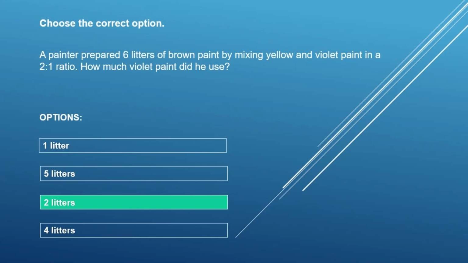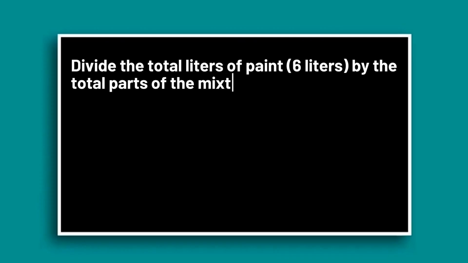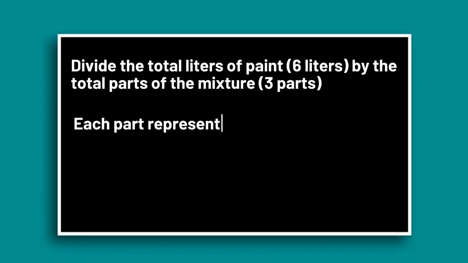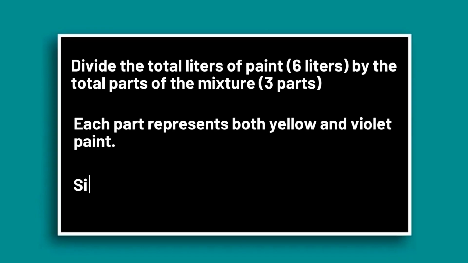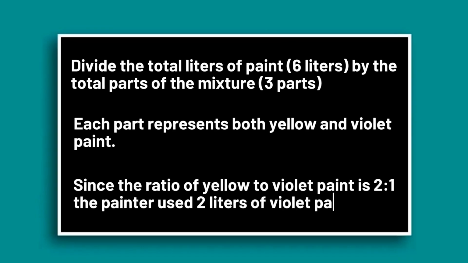In order to find out how much violet paint the painter used, divide the total liters of paint, which in this case is 6, by the total parts of the mixture. Each part represents both yellow and violet paint. Since the ratio of yellow to violet paint is 2:1, the painter used 2 liters of violet paint. Let's look at our next question.